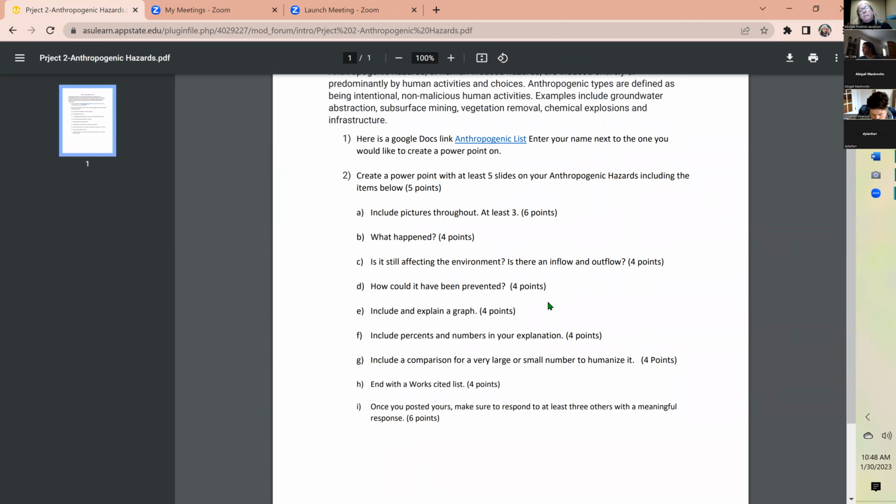Include and explain a graph. Whether you create the graph or you find a graph online and explain it, it's up to you. Include percents and numbers in your explanation, like explain what those numbers are. If there are very large or small numbers, humanize them. They should all have big numbers. Works cited. Once you post it, make sure to respond to 3 other people.